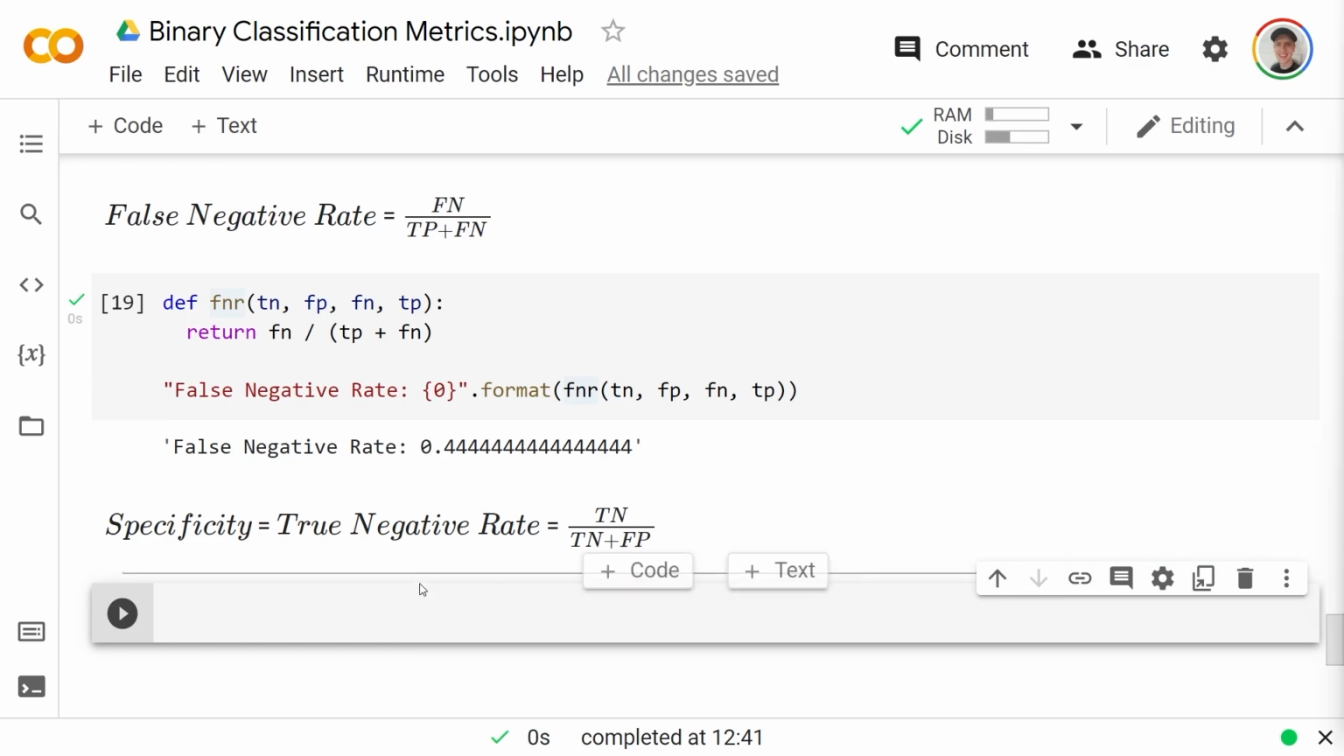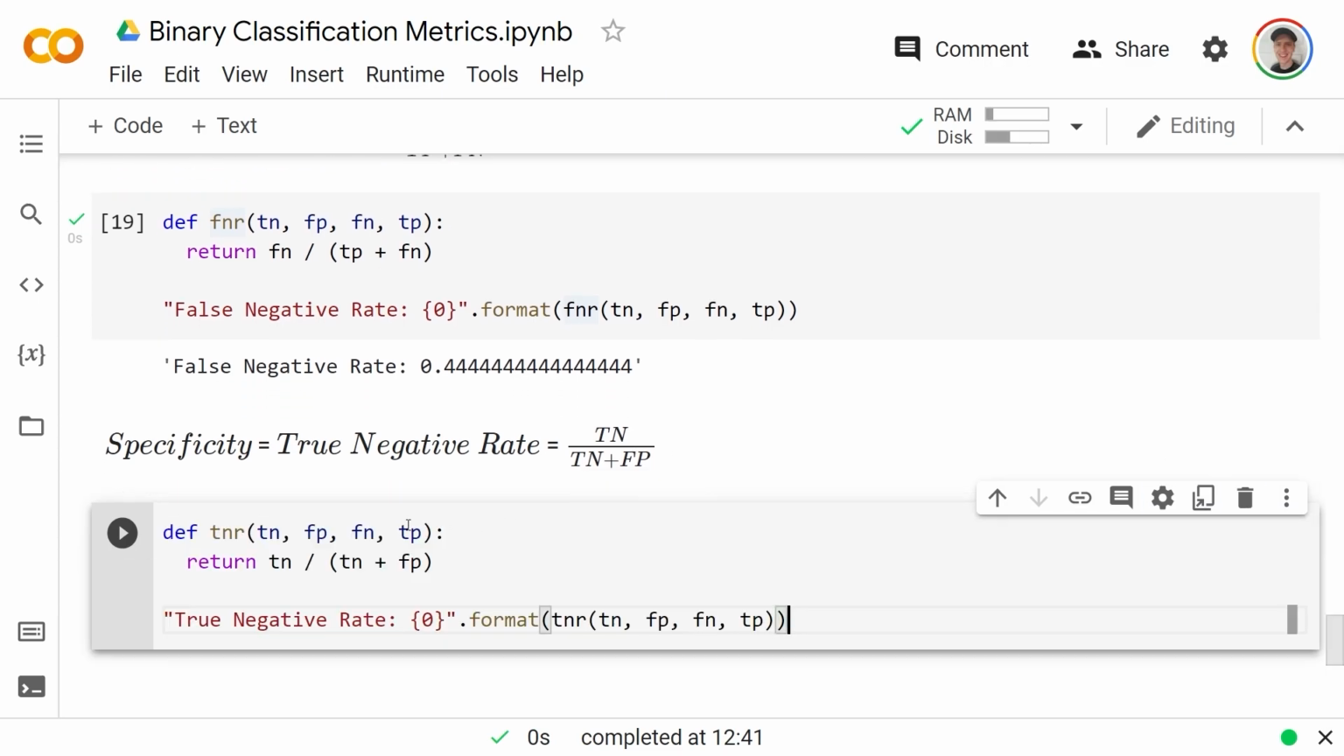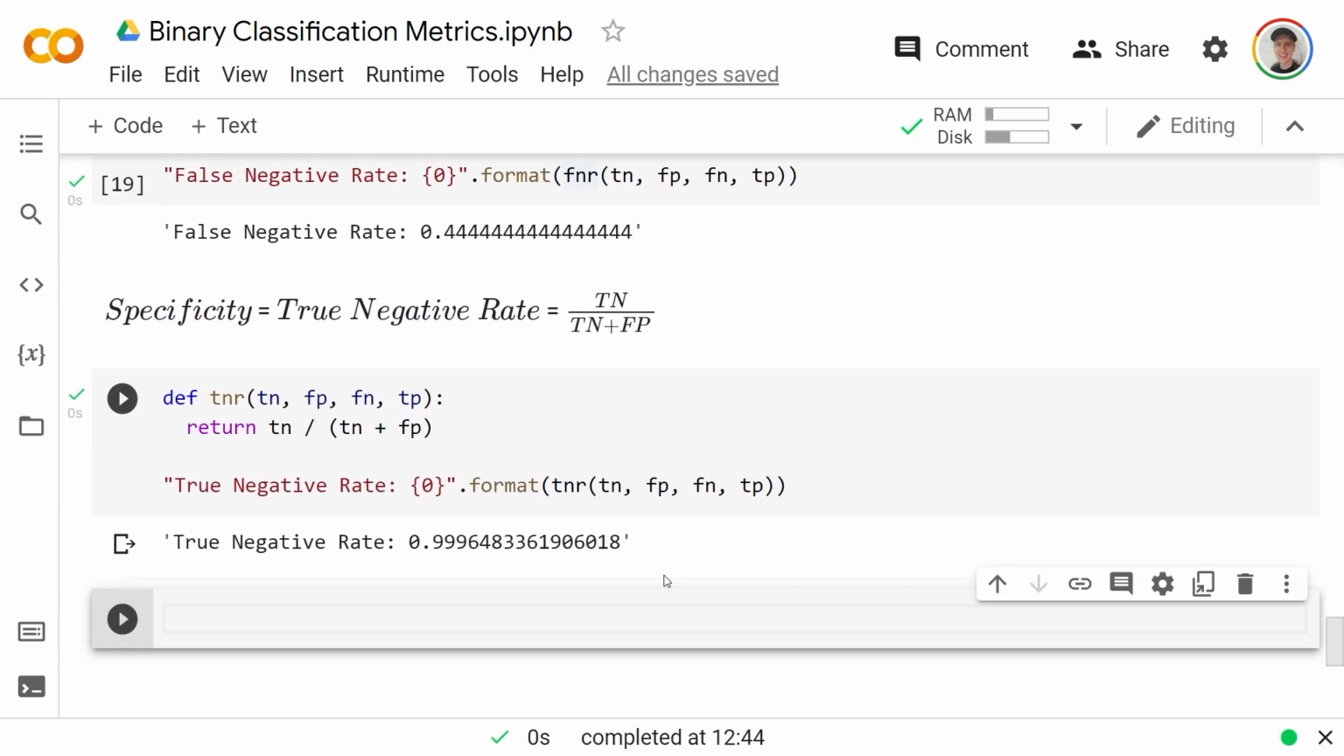I think by this point we see the pattern of how to implement them, so I'm just going to paste it in to find true negative rate, or specificity, by true negatives divided by true negatives plus false positives. We will see a true negative rate of very, very high, 99.9% again. So the problem with our classification model is about predicting the positives.